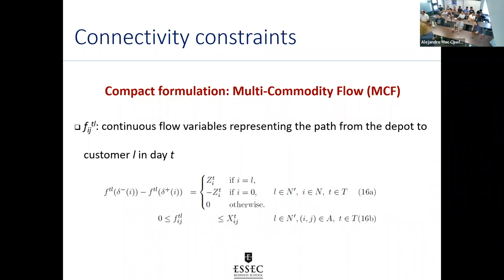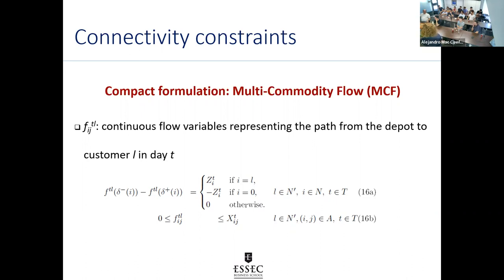And these are continuous variables. Through these variables, you can model the connectivity constraint in a similar way as we did for the load constraint. In this case, for each vertex i, the difference between the entering flow and the exiting flow from the vertex is equal to the binary variable if i is the customer l associated with the variable, equal to minus the binary variable if i is the depot, and zero otherwise. So the flow has to be zero if we simply traverse the arc to reach the customer. Otherwise, it's equal to 1 or minus 1. And then these constraints link the F variables with the X variables that are the traversal of the arcs.